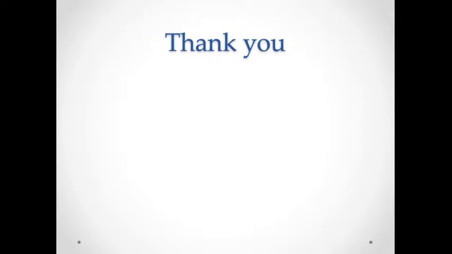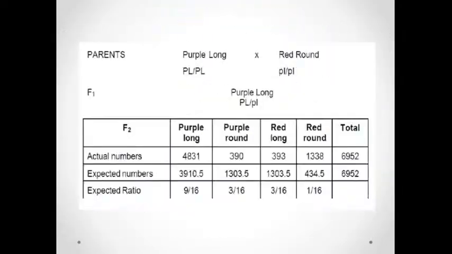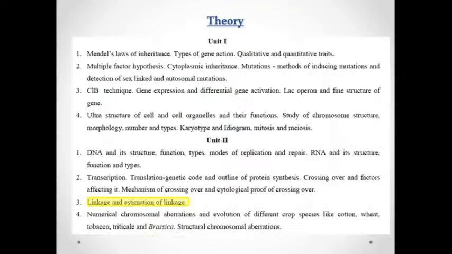So we are done with the linkage part now. The third part is also done. Now comes numerical chromosomal aberrations and evolutions that have been done in various species of cotton, wheat, tobacco, triticale, brassica. And we discussed a little bit about structural chromosomal aberrations also.